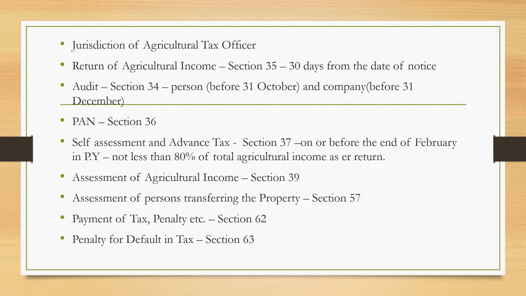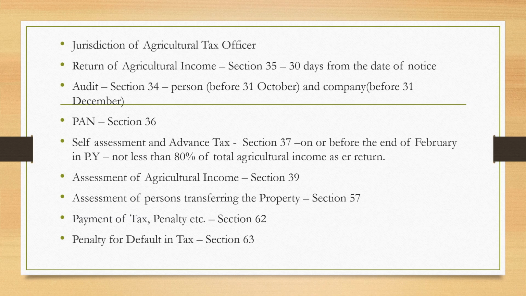In the case of a person who has to get his accounts audited in accordance with section 34, on or before 31st of October, and in case of a company on or before 31st of December of the assessment year, a return in the prescribed form and verified in the prescribed manner, setting forth his total agriculture income or the total agriculture income of any other person or total extent of landed properties in his name or in the name of such other person, in respect of which he is accessible to tax under this act during the previous year, shall be submitted.